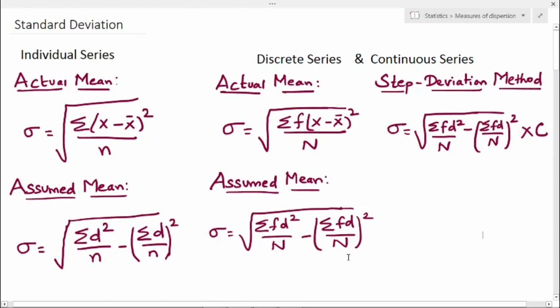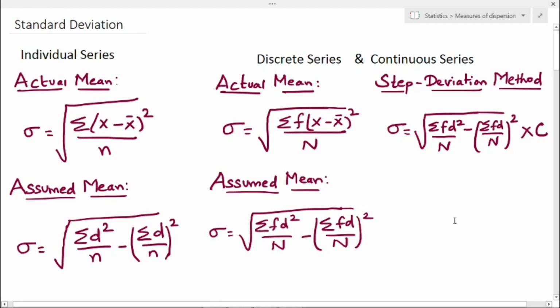Standard deviation is also known as root mean square deviation because the definition of standard deviation is the square root of the arithmetic mean of the squares of all the deviations of the items. So this is called root mean square deviation. For calculating standard deviation, we have many formulas. In the case of individual series, we have actual mean and assumed mean formulas, and in the case of discrete and continuous series, we have actual mean, assumed mean and step deviation formulas.